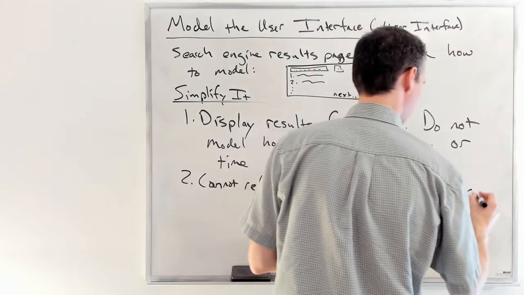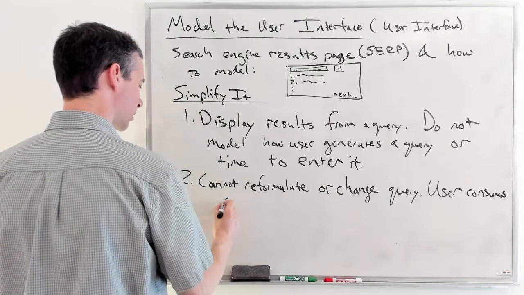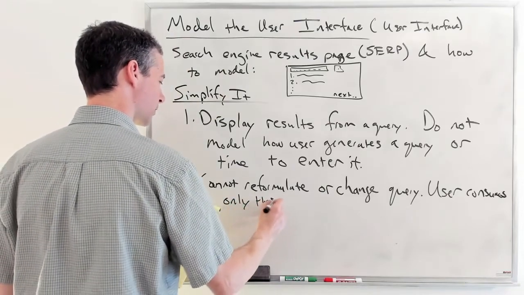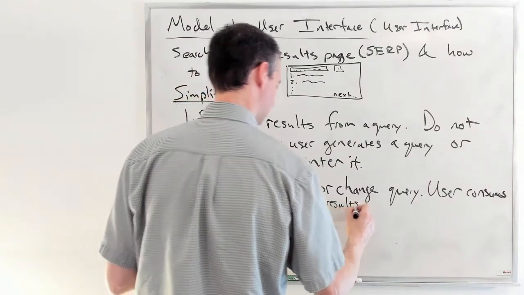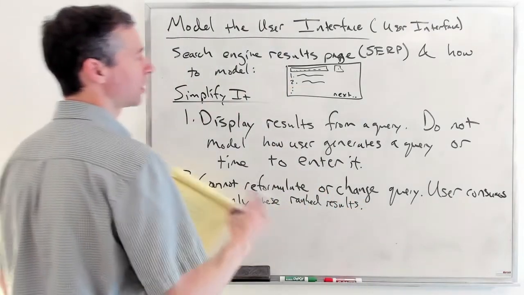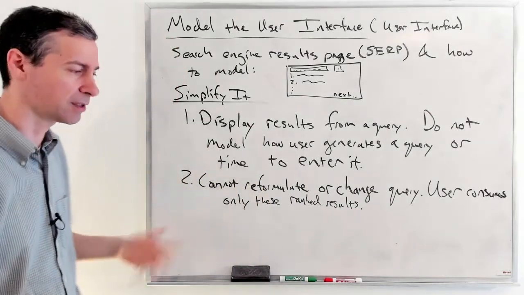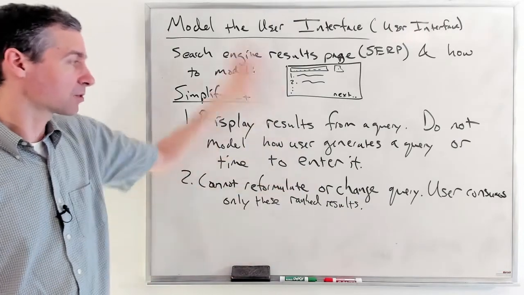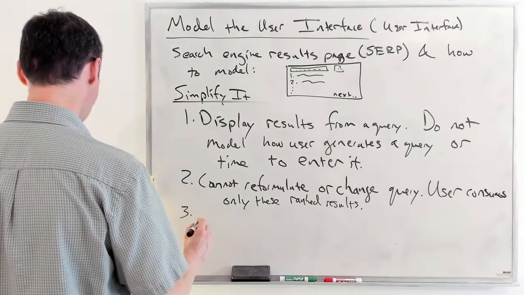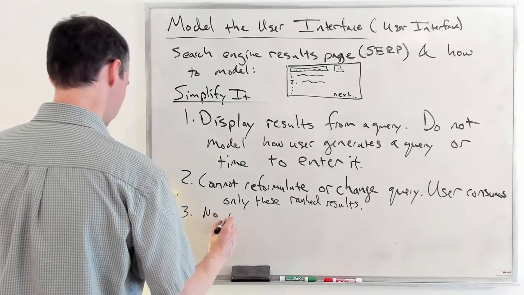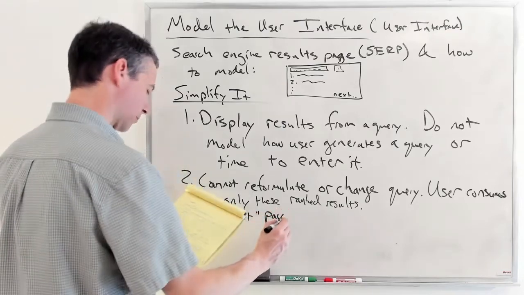The user consumes, they read basically only these ranked results. Now you could choose whether this is in the modeling of the user or in the modeling of the interface. It's got to go somewhere though. So I've described it here as in the interface. I'm actually going to get rid of that next button. So there's no next page button in this simulation.